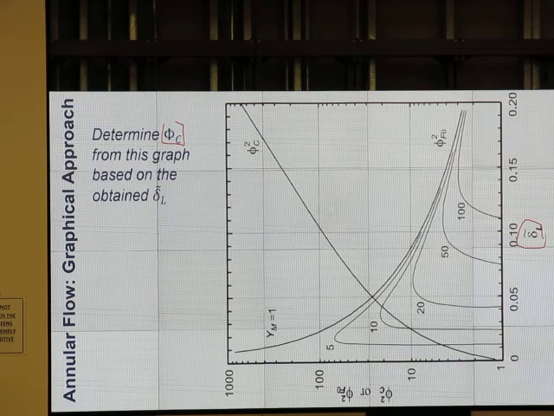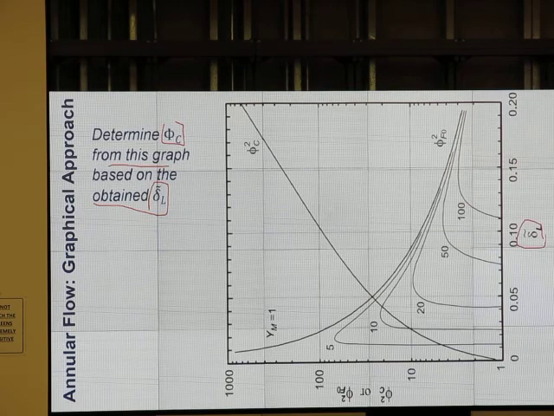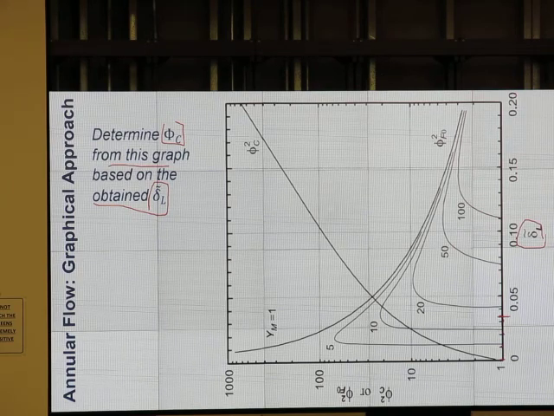okay, determine phi sub c from this graph based on the obtained value of dimensionless film thickness. Dimensionless film thickness, I get about 0.035. Okay. So I start at 0.035, maybe about that. And I go up. You see this line? Just one line. Don't use another part because it's more difficult.